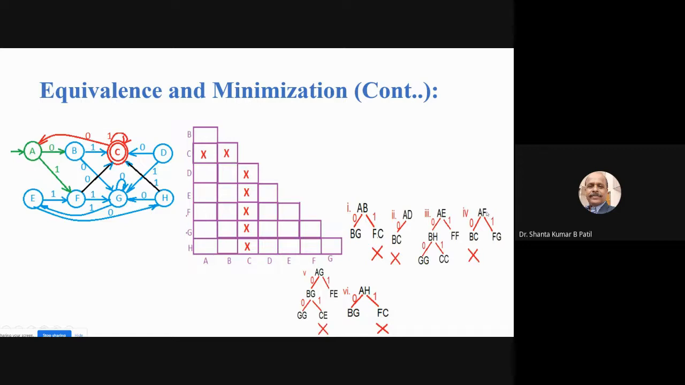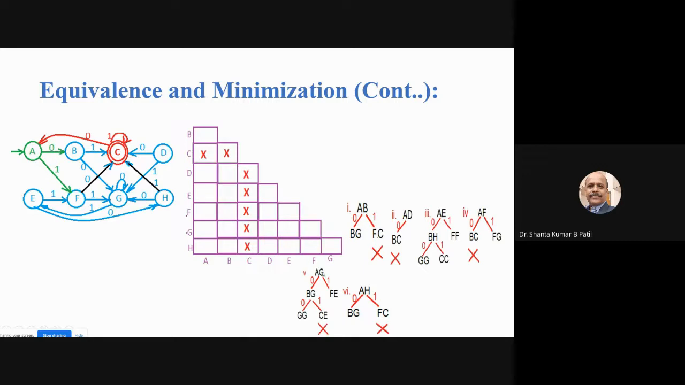A and F. A on 0 is B, F on 0 is C. BC has a cross mark. Hence, stop the construction of the tree. Decide the root node AF has a cross mark.